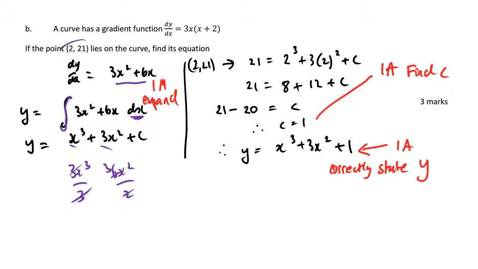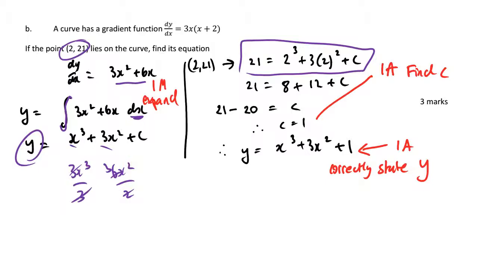Well, there certainly is. This is a little clue here that tells us when x is equal to 2, y is equal to 21. So we substitute this into our newly found equation for y. Once we've done that, that enables us to find out that c is equal to 1. Once we've got that, we do need to remember to finish off the question and write down what the equation is, and it was equal to x cubed plus 3x squared plus 1.